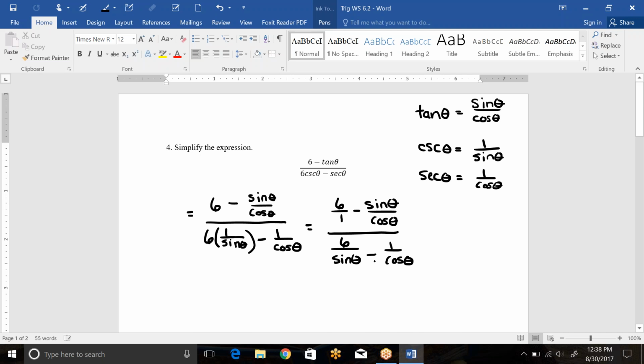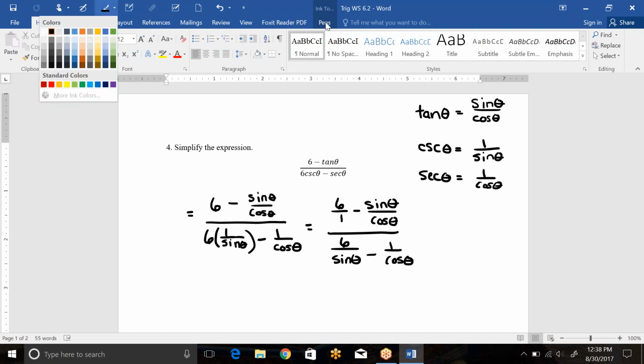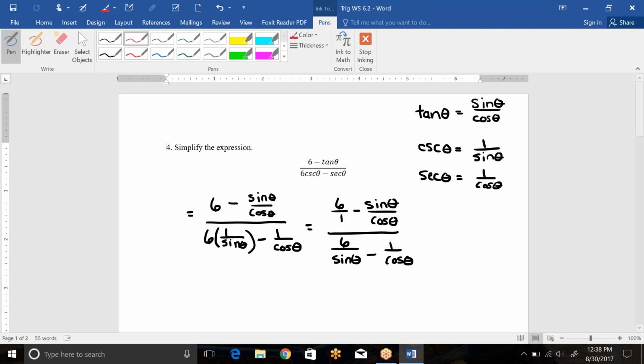In 136, this is covered in section 1.4 at the beginning of the semester, where you learn how to clear out complex fractions, essentially. One way of doing this is just to get a common denominator on both top and bottom. So we can use cosine theta as a common denominator for the top. So I'll multiply this by cosine theta over cosine theta to make this a common denominator with that.